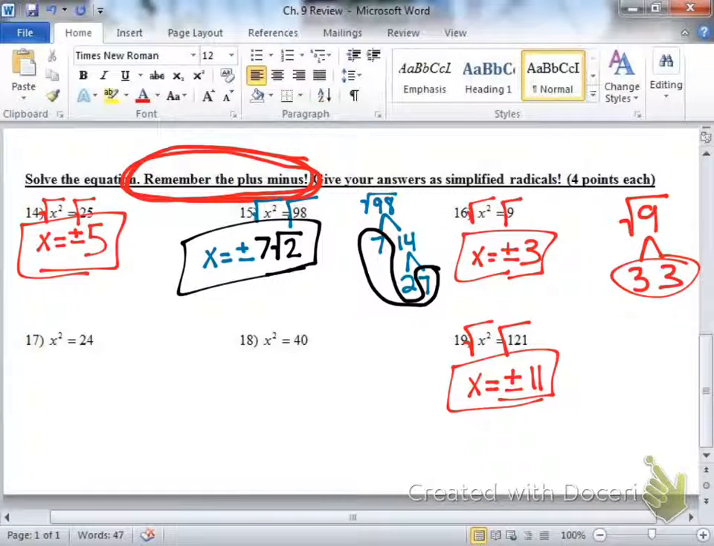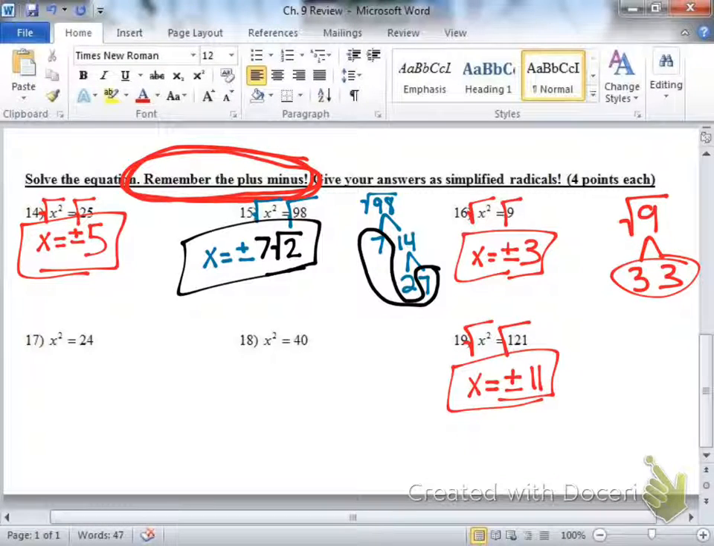All right. And the 7s stick together. You got 1 7 on the outside. You got 1 2 stuck on the inside. Don't forget your plus minus. Don't do all that work and then lose half the points because you forget a plus minus. Questions?